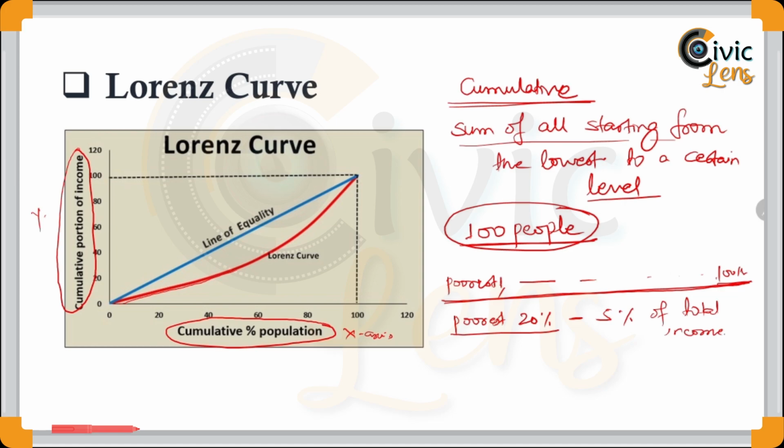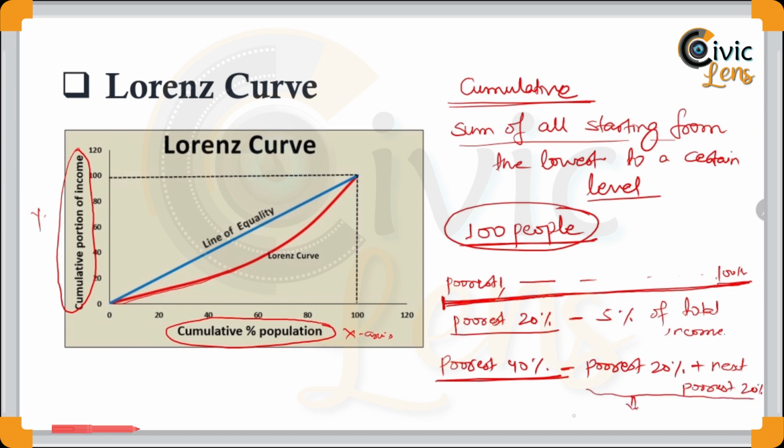Then we will find out the poorest 40%. When we say the poorest 40%, that starts from the first poorest person. So this will include the poorest 20% plus the next poorest 20%. That's how it will include the overall poorest 40%. So this is what cumulative actually means.